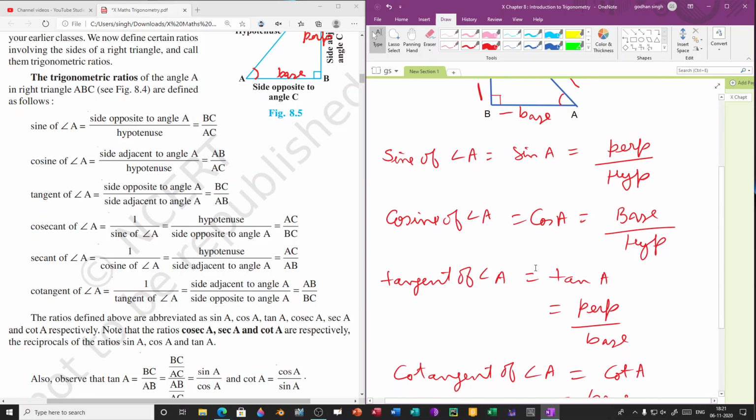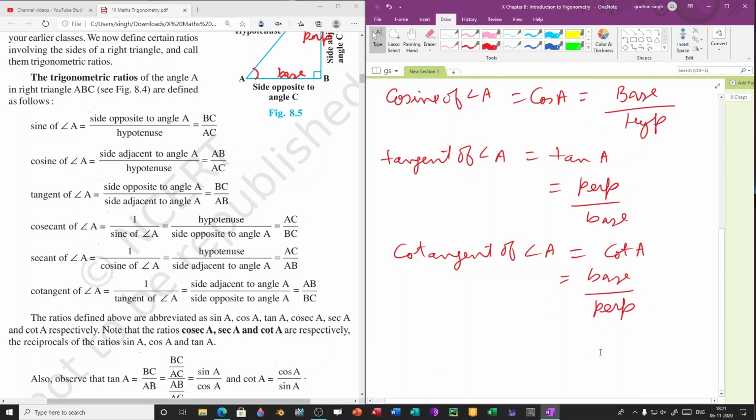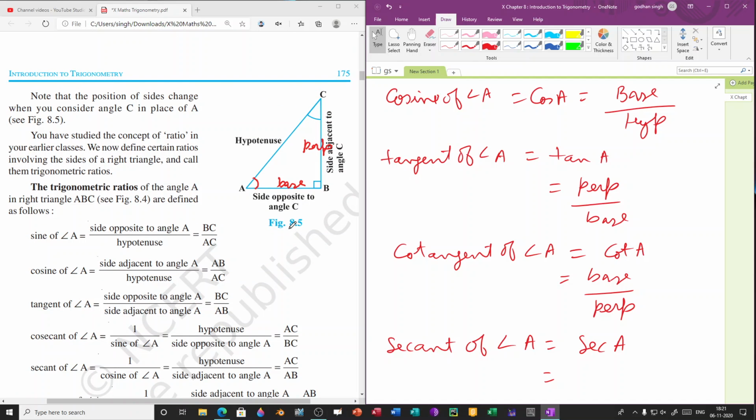Now let us take the other one, that is cosine. We will take the reciprocal of cosine of angle A, and it is known as secant of angle A. So the next one will be secant of angle A.